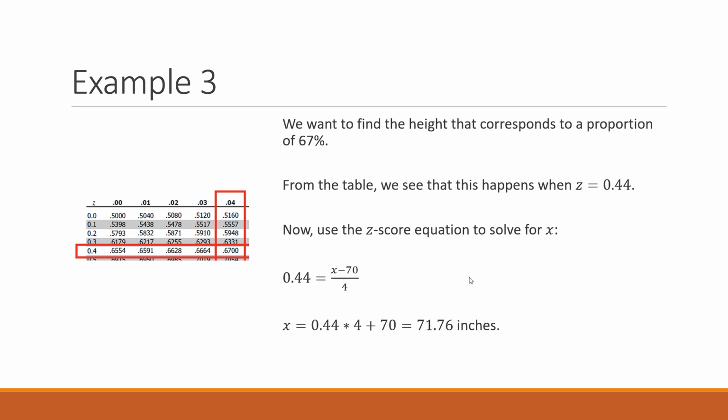If you are 71.76 inches tall, so almost 72 inches tall, so almost 6 feet tall, that will put you in the 67th percentile. That will make you taller than 67% of Americans while still being shorter than the remaining 33%. And that's how we do that.